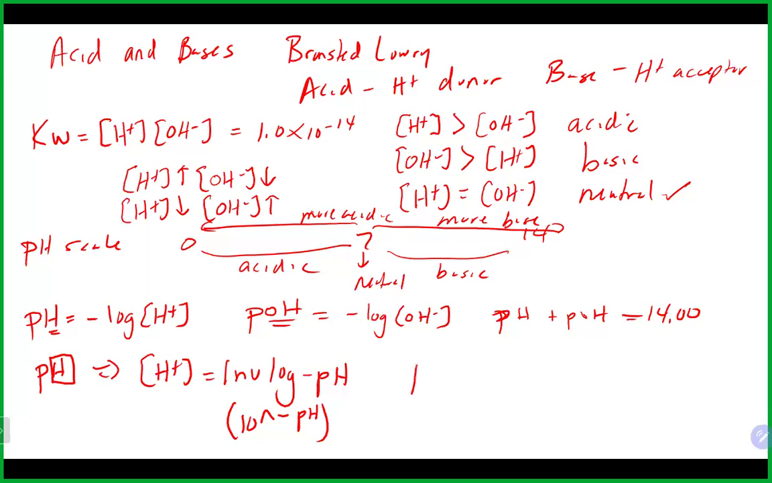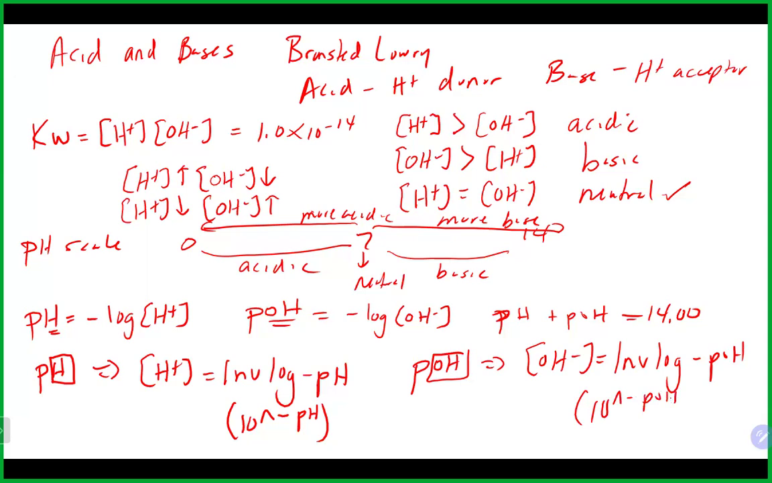Now we also can, from pOH, get directly from it the OH minus concentration. It's really the same calculation as the other there: inverse log of the negative pOH. Again, 10 and a caret negative pOH.